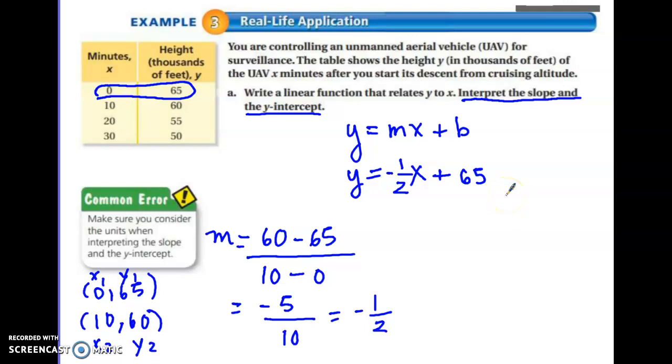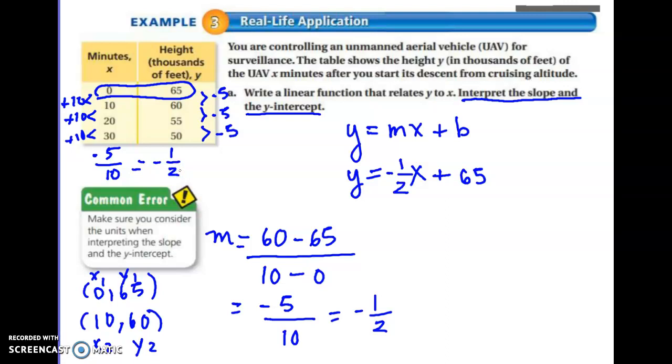And some of you might have found the slope a different way. Some of you might have looked for patterns. So here you might have seen that this is decreasing by 5 each time, while this one here is increasing by 10. And since you know slope is rise over run, change in y over change in x, that's going to be negative 5 over 10. You still get negative 1/2, right? So there's always more than one way to find something.